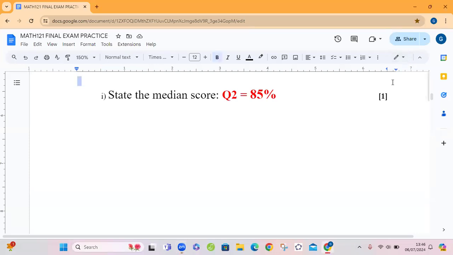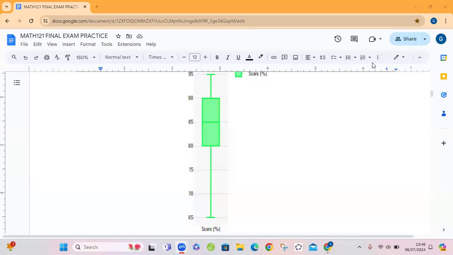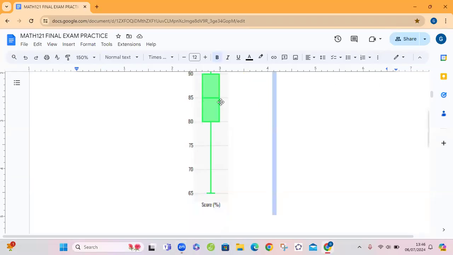So concerning the box plot, the first question said to state the median. So the median score, which is symbolized as Q2, is 85%. Now you can clearly see the median is 85%.